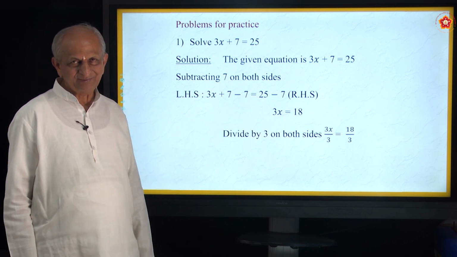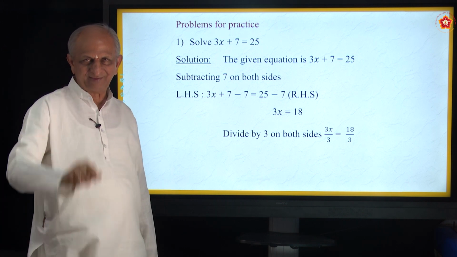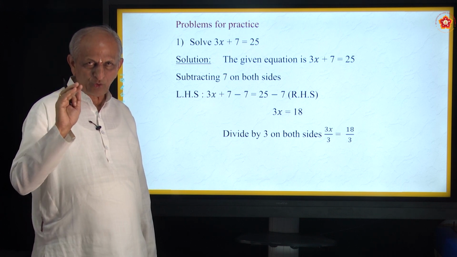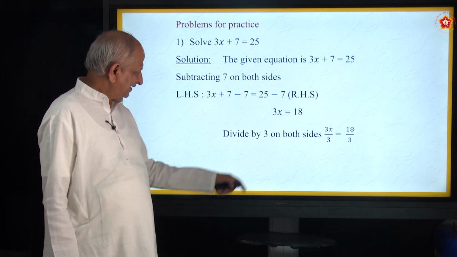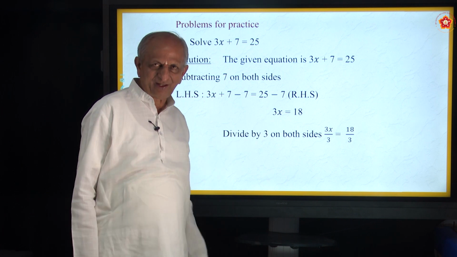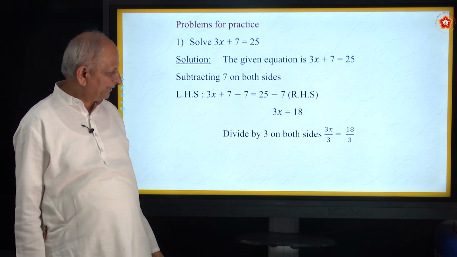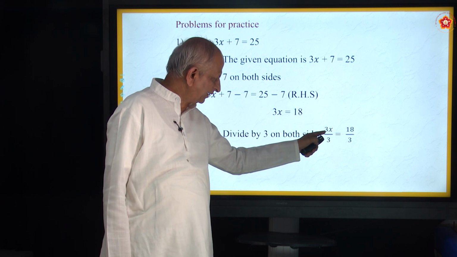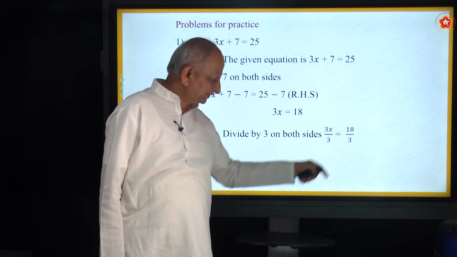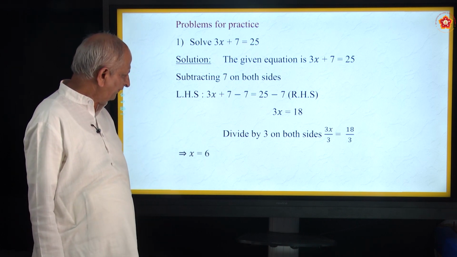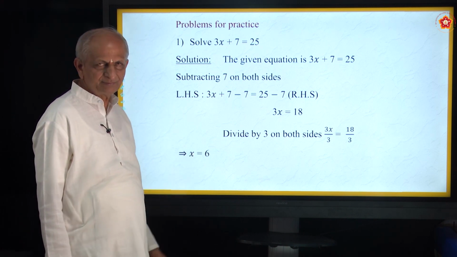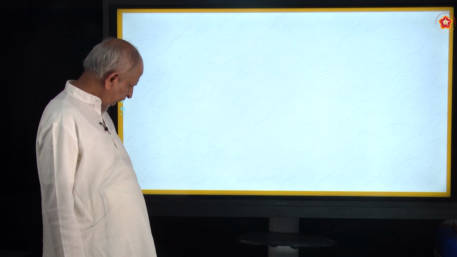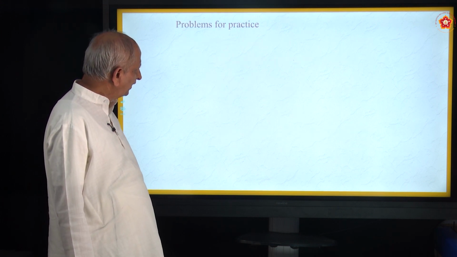How to remove 3? You may say, we will rub it off, sir. No. You must go by mathematical operation. Here 3 is multiplied to x, is it not? To get rid of that, you divide by 3. So, 3 by 3 becomes 1, so 1x. 18 by 3 becomes 6. So, the value of x will be 6, correct? So, for that value it holds good, okay.